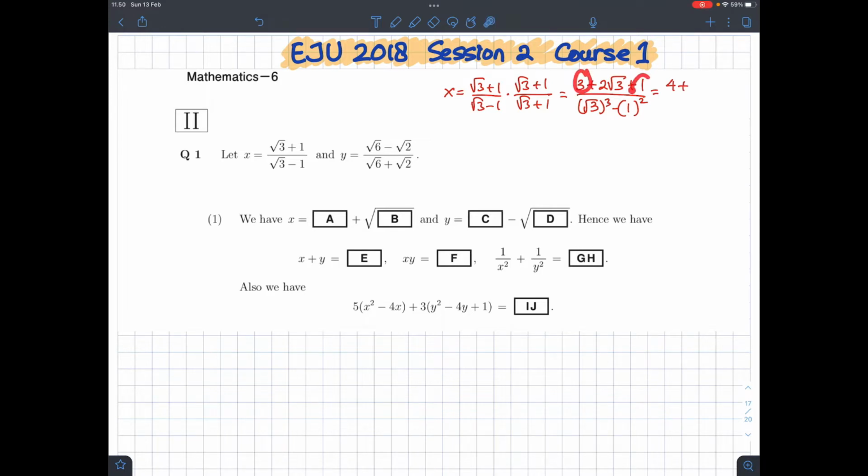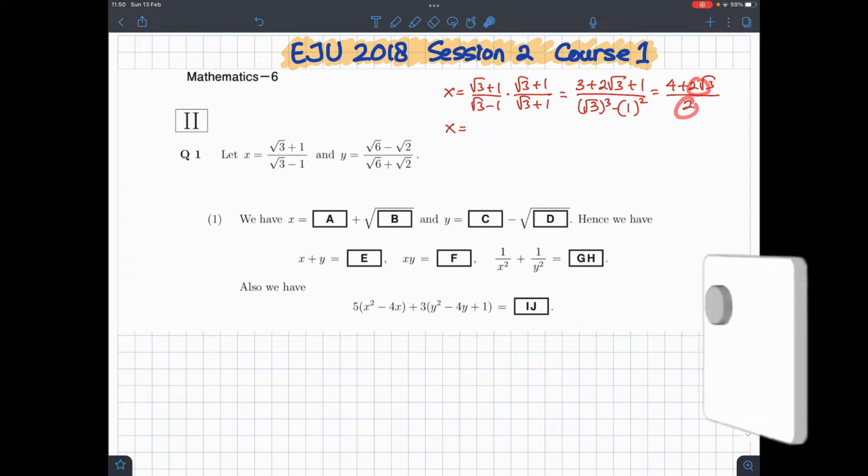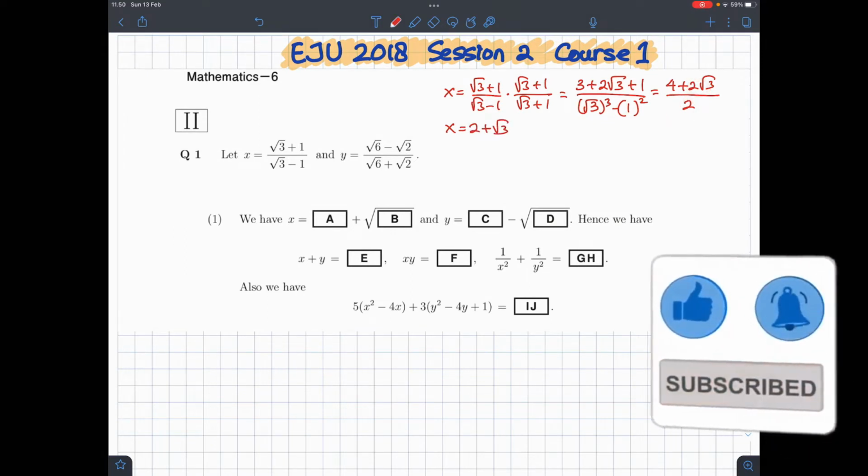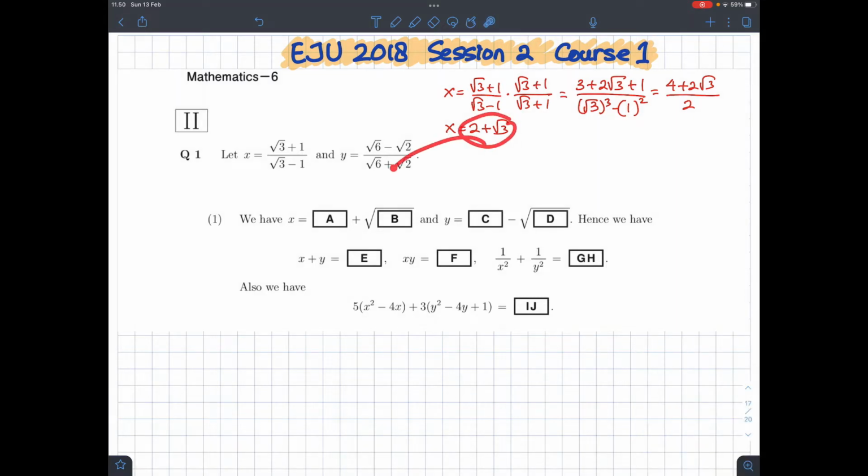And we simplify the numerator. This is 3 plus 1 becomes 4 plus 2 square root of 3, over 3 minus 1 becomes 2. We simplify: 4 divided by 2 is 2, and 2 divided by 2 is 1. So the final answer for x is x equals 2 plus square root of 3. So you can see a will be 2 and b will be 3.